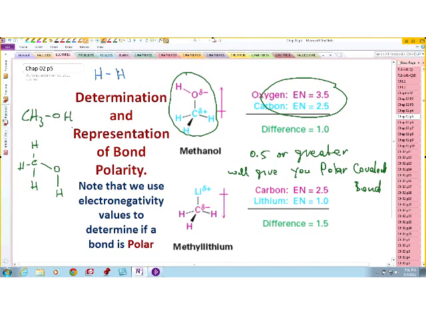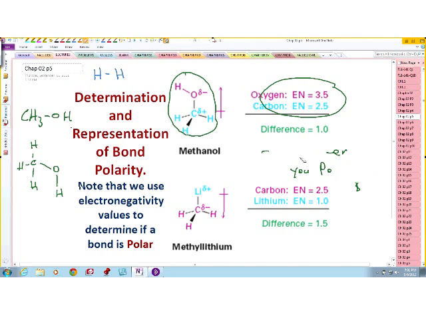Most bonds in organic chemistry are close to being polar covalent. Okay. Now, take a look at this molecule here. We call it methyl lithium. The bond between carbon and lithium. We look at the electronegativity value: for carbon it is 2.5, lithium is 1.0. The difference between them is 1.5.